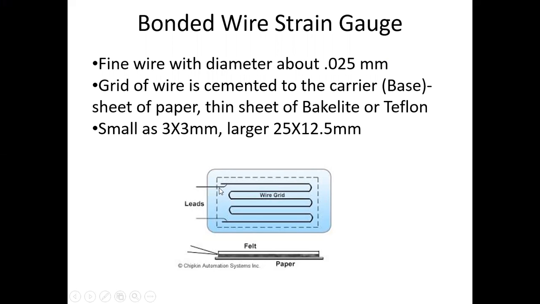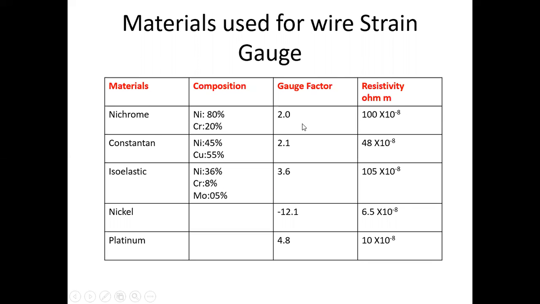These are the leads of the paper. This is the wire grid, felt and paper. This is your bonded wire strain gauge. The material which is used for the wire strain gauge is nichrome.